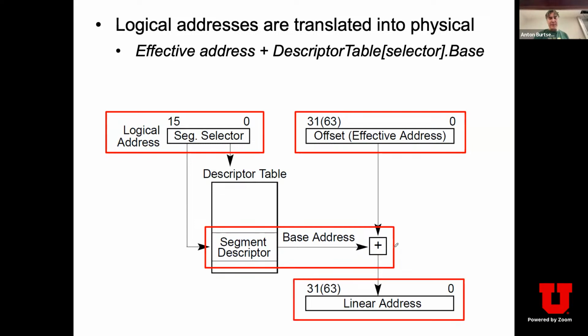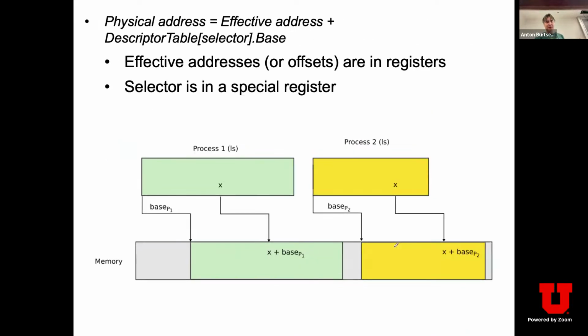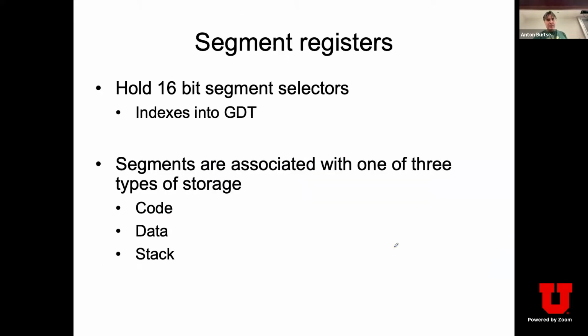So essentially, we end up with a linear address, and at a high level, we achieve the isolation scheme which we wanted to achieve. Again, those segment registers are slightly smaller. They're only 16 bits, which limits the size of your global descriptor table. But it's okay. Intel decided that it's enough; you don't need many more segments. And typically, segments are associated with one of three types of memory regions: code, data, and stack.